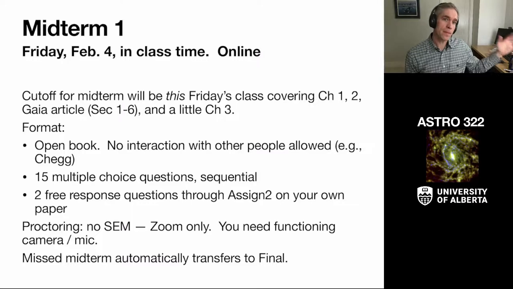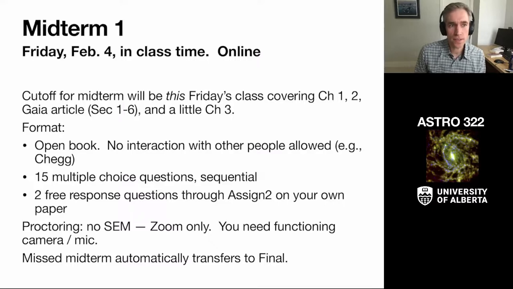The cutoff for material for that class is going to be this Friday's material, and given my current pacing, I think that'll include chapters 1 and 2 in the textbook, the Gaia article, sections 1 through 6, and maybe a little bit of chapter 3. The keen-eyed observers will notice that Chapter 3 isn't posted yet. I am frantically trying to get at least the chunk of it that will be on the midterm finished, so I hope that's ready by class on Wednesday. It would just be a little bit of material brought together.